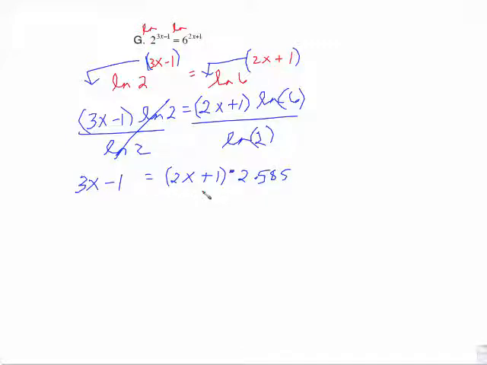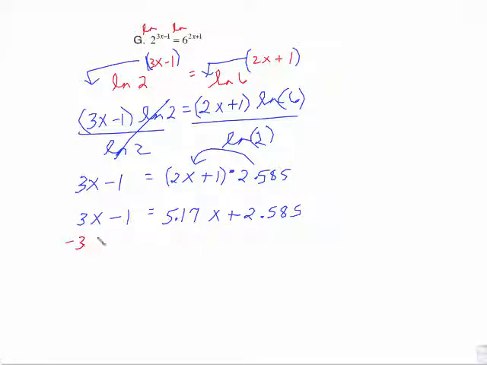Now that's that parentheses times this. That is a distributive property. We're used to having the coefficient in front, but we need to distribute 2.585 times this parentheses, which gives me approximately 5.17x plus 2.585. Of course, this side stays 3x minus 1. Now this is just your plain old equation to solve.